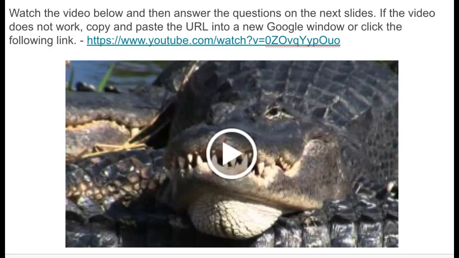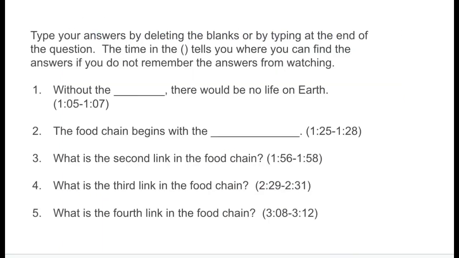If the video does not work, copy and paste the URL into a new Google window or click the following link. Type your answers by deleting the blanks or by typing at the end of the question. The time in the parentheses tells you where you can find the answers if you do not remember the answers from watching. Number 1. Without the blank, there would be no life on Earth.